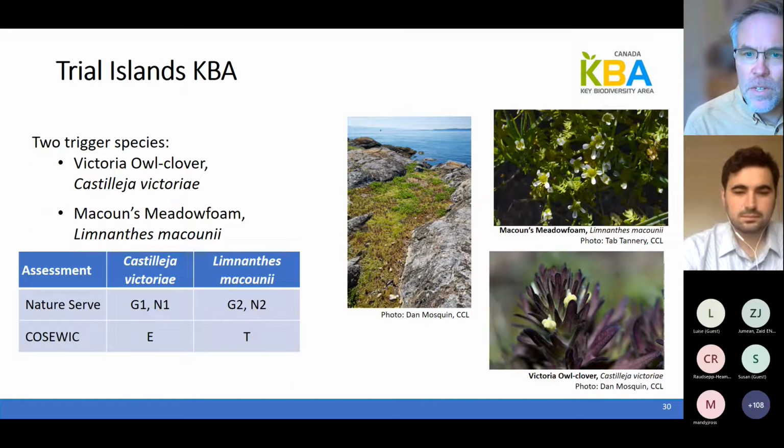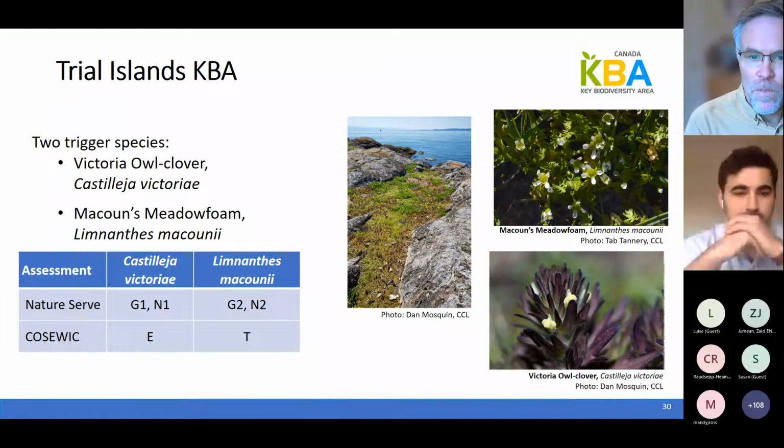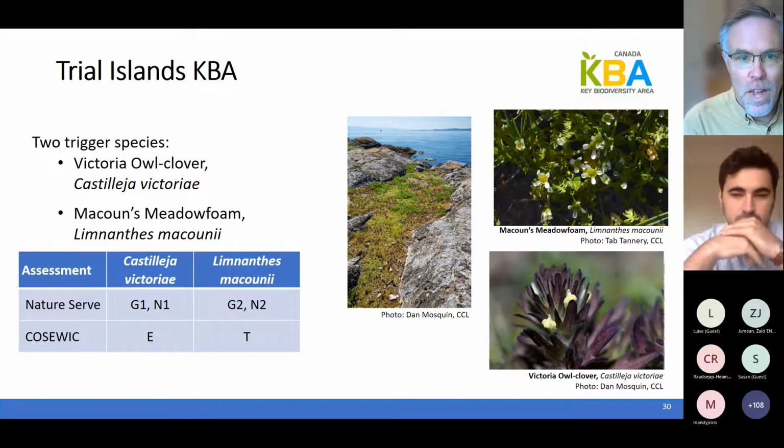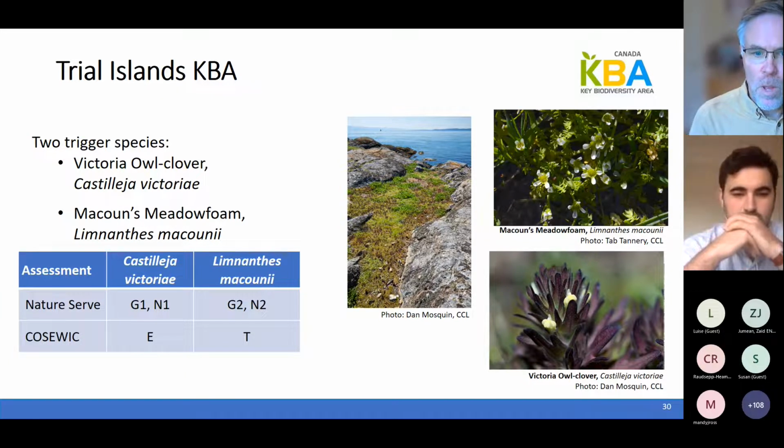So although at least 17 listed species are known to occur on these islands, 2 species, Victoria owl-clover and McCown's meadowfoam, were selected as the triggers for the formal KBA because detailed and recent population data are available. Most of this work is led by Matt Fairbairn, who I think is on the call today, and thank you, Matt, for that work. Victoria owl-clover is listed as G1 globally, N1 nationally under NatureServe, and COSEWIC endangered. McCown's meadowfoam is at a slightly lower level of endangerment, G2 globally, N2 nationally by NatureServe, and COSEWIC threatened. Provided population criteria are met, these would qualify for KBA status. Next.